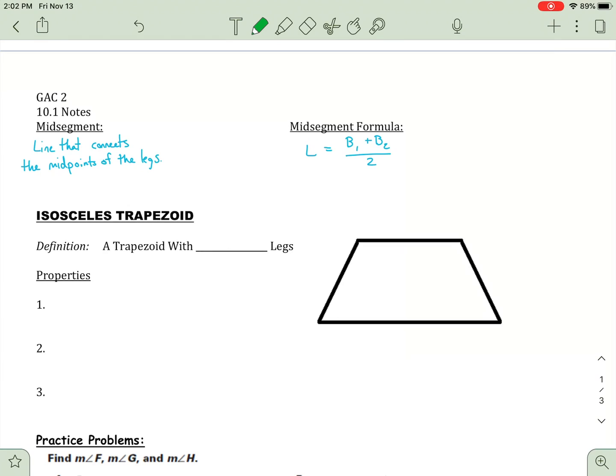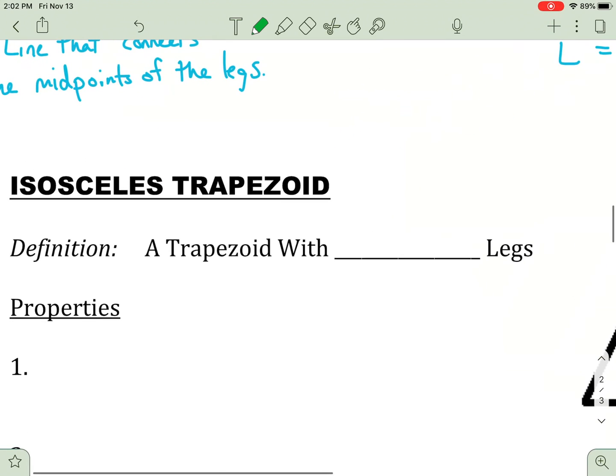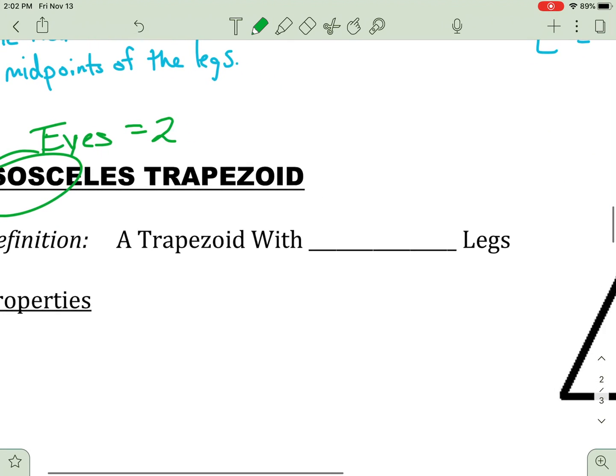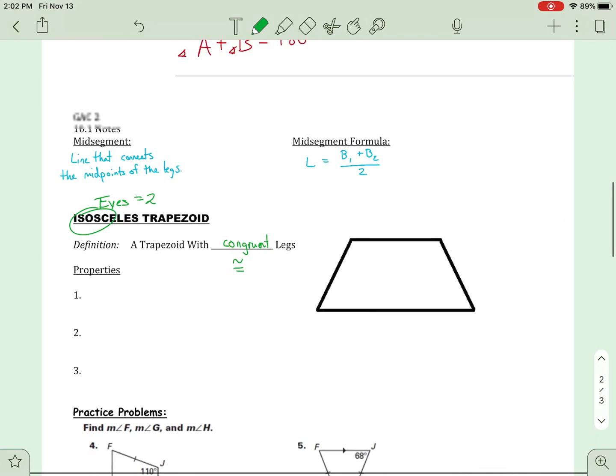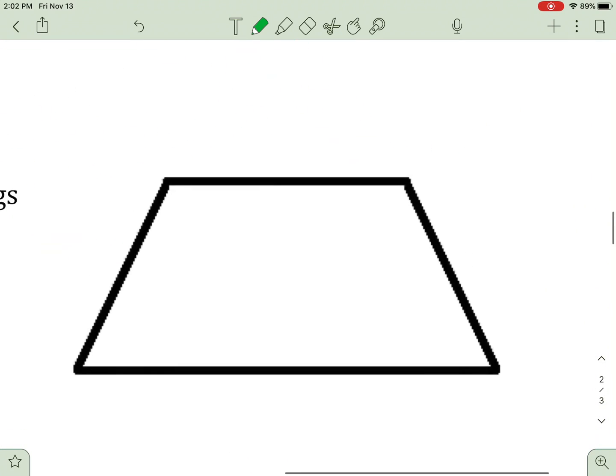All right, so what about an isosceles trapezoid? An isosceles trapezoid, as you remember with a triangle, isosceles, like eyes, so 2 of the same sides, it's a trapezoid with congruent, or you might see this, legs, okay? So it means that this is congruent to this. This is still parallel, that's still parallel, okay?